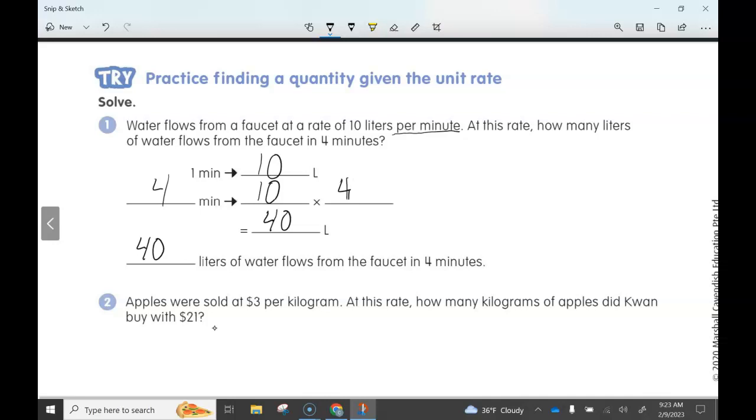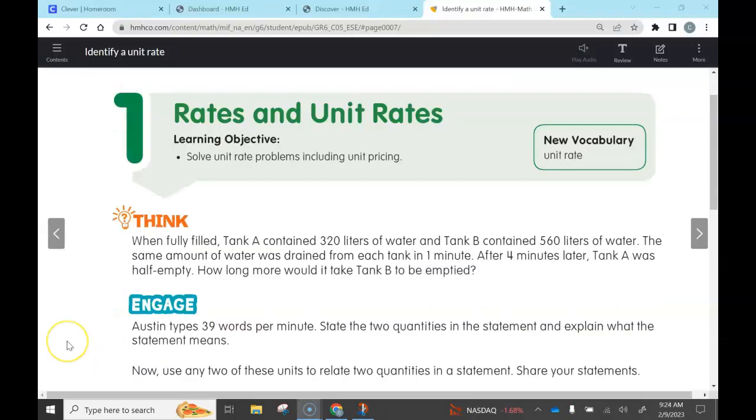So again, if you have the unit rate, you can easily figure out how much it is when you multiply it by however many minutes, for example, that this is talking about. We just took 10 liters per minute, multiplied that 10 by 4 because it's 4 minutes, and we got the 40 liters for our answer. So this concludes the video on rates and unit rates.